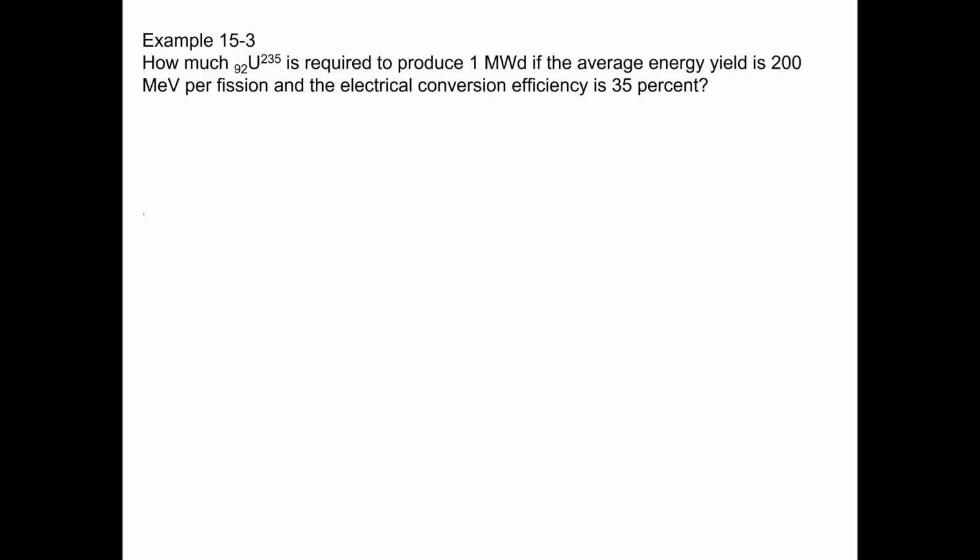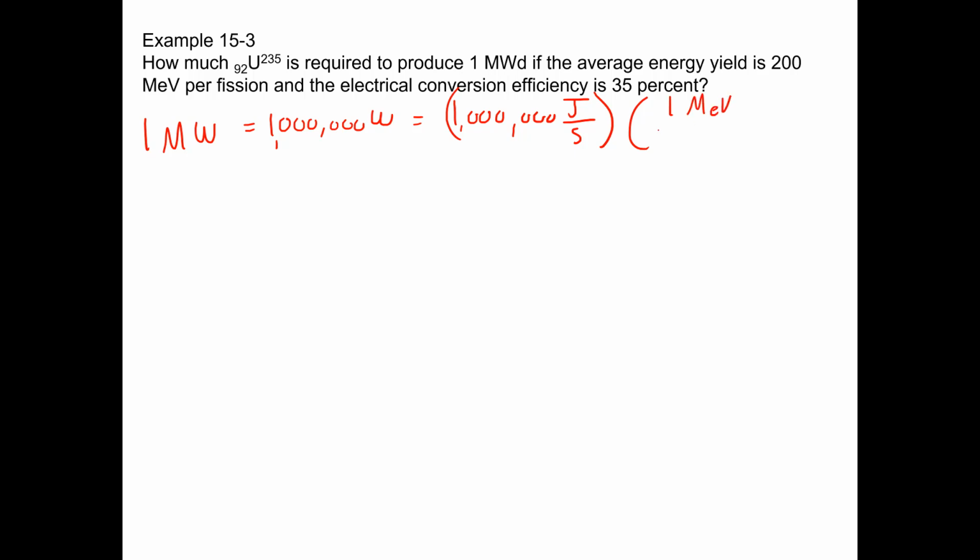So let's look, for example, at what 1 megawatt is. 1 megawatt is, of course, 1 million watts. So 1 million watts is 1 million joules per second. And if we continue our conversion, we get that 1 mega electron volt is equal to 1.6 times 10 to the minus 13 joules.